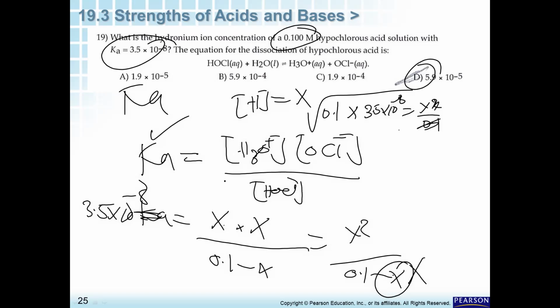Either we ask you to calculate the K, and in that case we'll provide you with the initial concentration and the pH or the H plus, either of them, or we can give you the K value and the initial concentration, and you have to do this kind of thing, assuming that X is negligible over here. That's the only way you can solve this question. Okay, so these are the two possibilities.